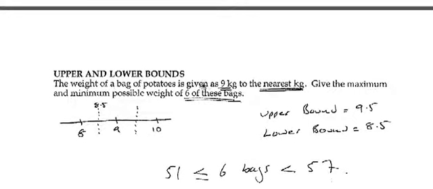So in this case the question has 6 bags. So the heaviest that 6 bags could be is 6 lots of 9.5. And the lightest they could have been, if they were all as light as possible, would be 6 lots of 8.5. People get a bit confused about the upper bound. Yes, I know it couldn't actually have been 9.5 because then we would have rounded up, but that's what the definition of upper bound means.